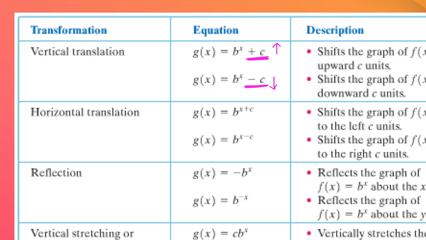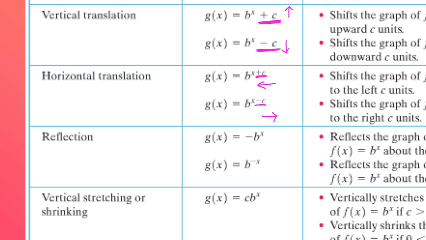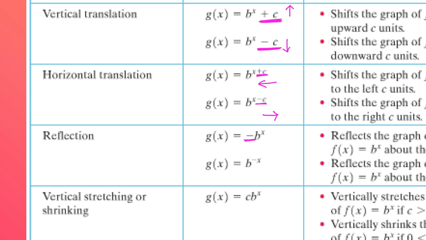Okay, how do I know if it's a horizontal transformation? If I'm adding something to my exponent, that means I'm going to the left. And if I'm subtracting, I'm going to the right. Okay, and reflections, we just saw this on the last example. If it's outside, this is going to be a reflection over the x-axis. And if I have it on my exponent, it's a reflection over the y-axis.